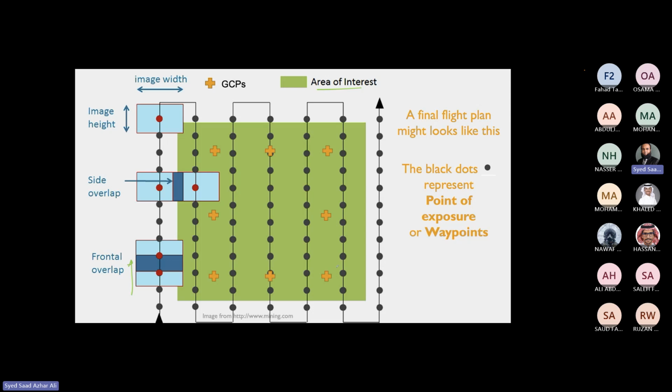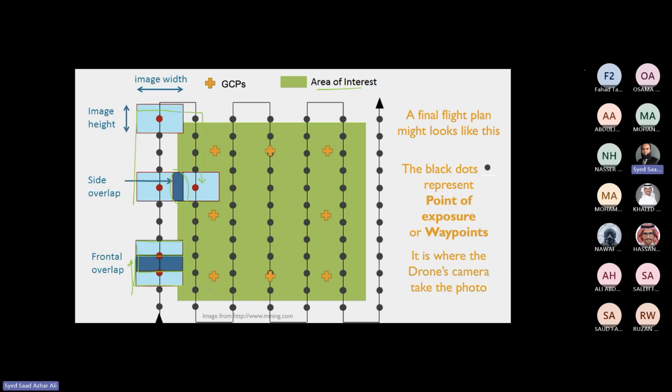So at this red one, suppose for example, it has taken this image. Then again at this point, it has taken this image, and so on. So it has a front overlap, and you can see when it was taking images, it is going like this and then coming back like this. At this point, when the image was taken, there's a side overlap here as well.